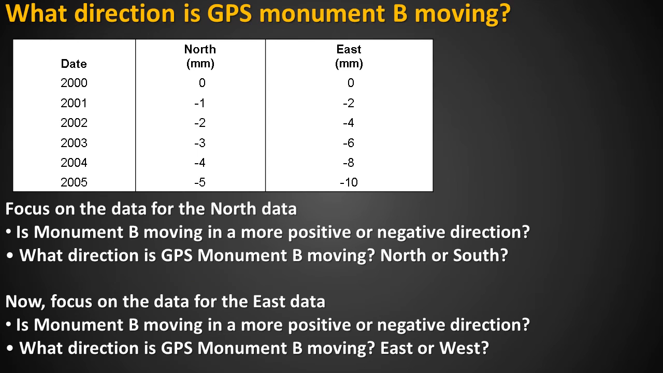Focus on what direction GPS monument B is moving. Focus on the data for the north data. Is monument B moving in a more positive or negative direction? What direction is GPS monument B moving, north or south? Now focus on the data for the east data. Is monument B moving in a more positive or negative direction? What direction is GPS monument B moving? East or west?